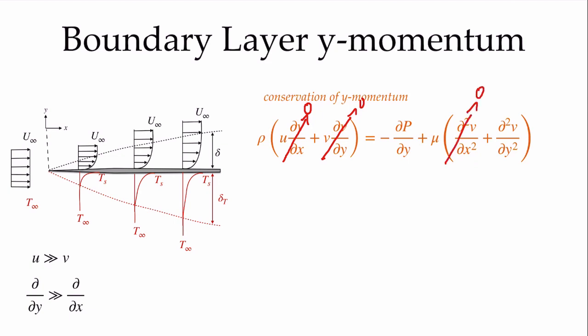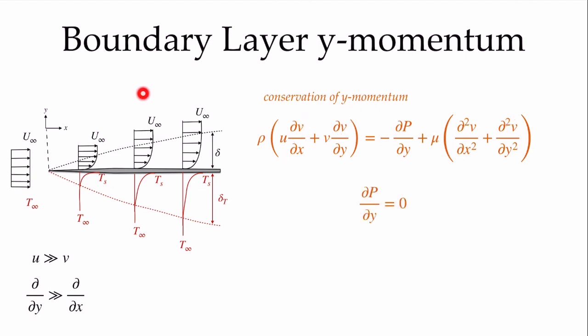And similarly here, we have the changes in the changes of a small variable, which is expected to be even smaller. If v is small, the rate that it changes is going to be small, and the rate of change of that is going to be even smaller. And so we can eliminate this term. And that means we're left with the very important result that dp/dy is zero.